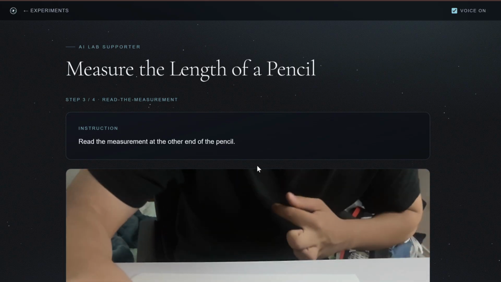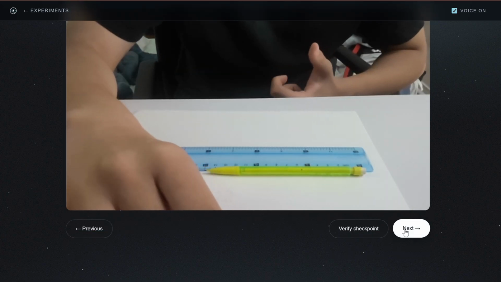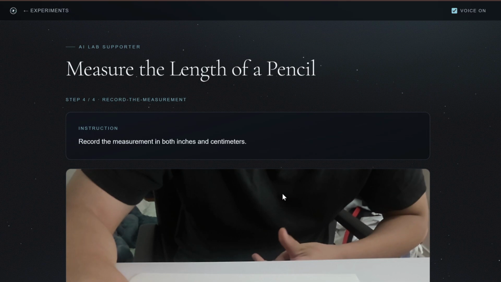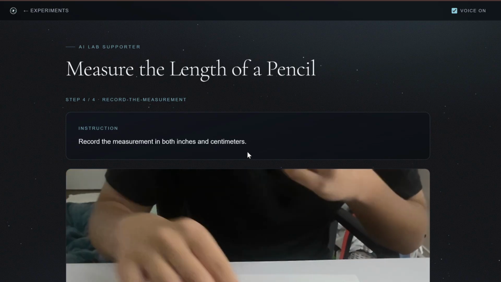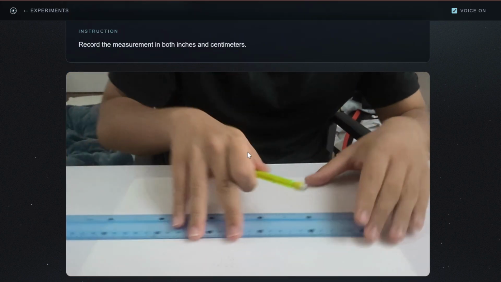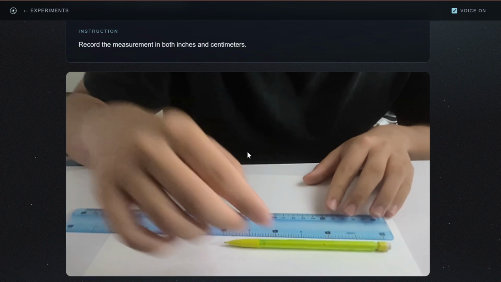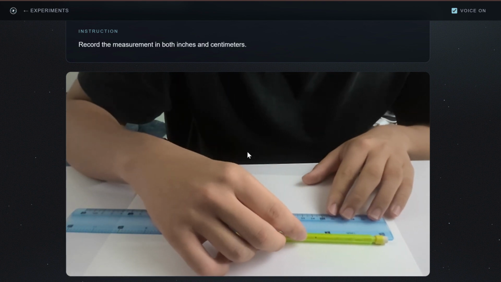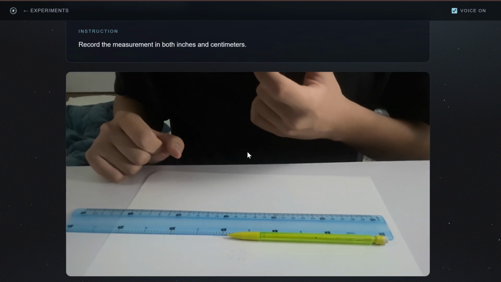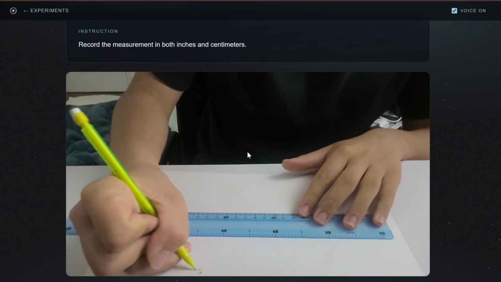That's a very simple experiment. Then there's another checkpoint. Okay, there's another step: record the measurement in both inches and centimeters. Oh yeah, on the centimeter I got 14.9, but on the inches, let me flip this. All right, and that reads about 5.9.